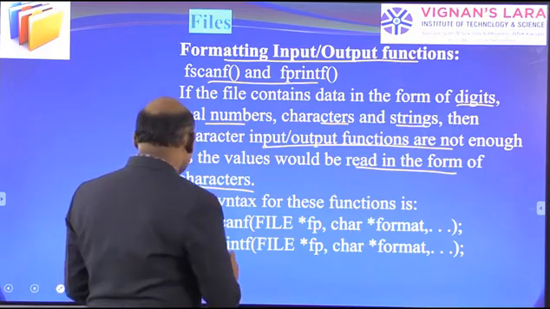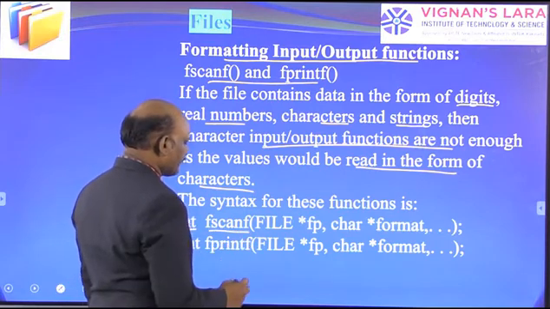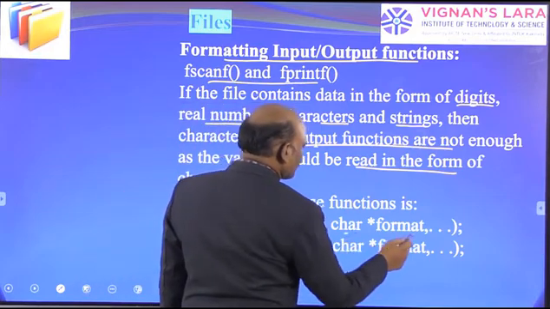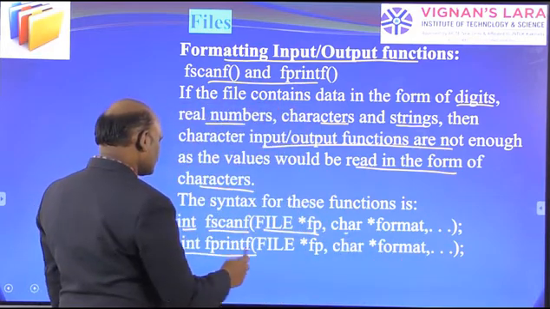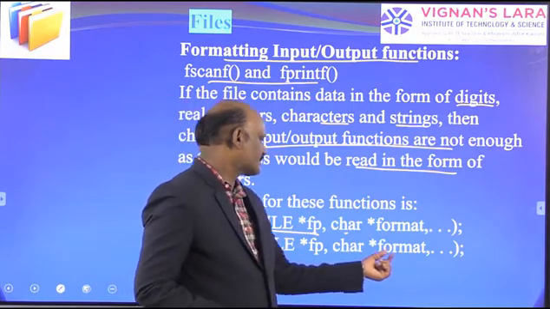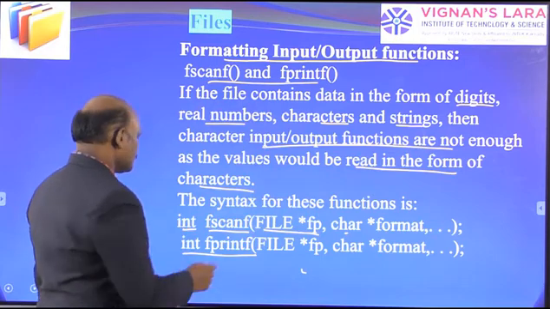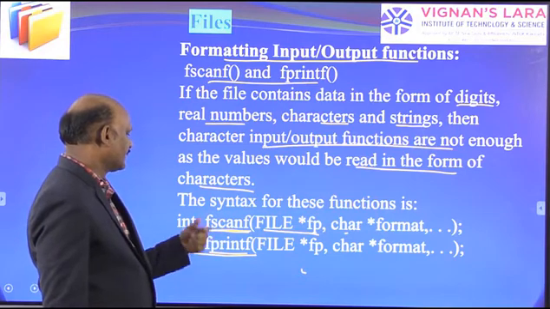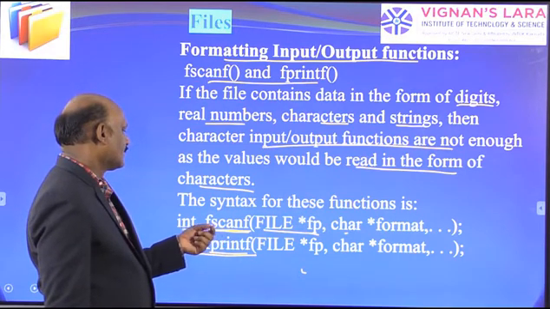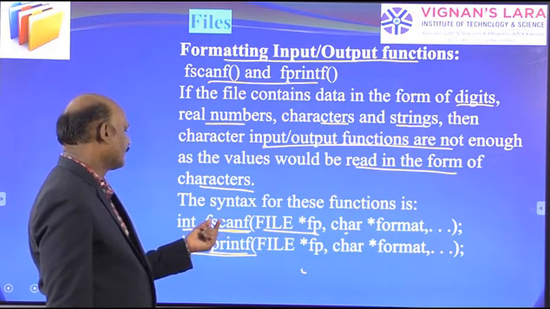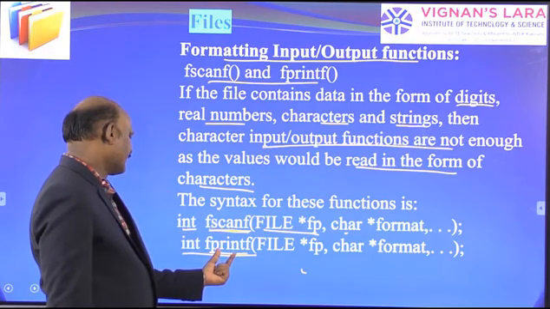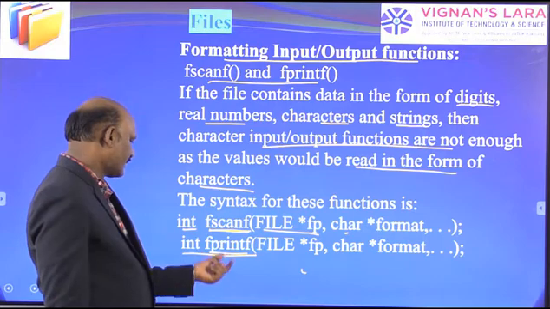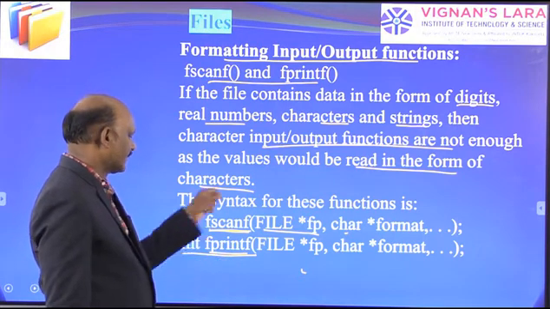So the syntax for these functions: int fscanf is the function. For that, file pointer, char star format, and so on. This is the syntax for fprintf: file pointer, char star format, and so on. So these are the syntaxes for fscanf and fprintf. With the help of fscanf, we read integer data, floating point data, string data, double data from the file. In a similar way, with fprintf, we can write integer data, floating point data, double data, string type data into the file.